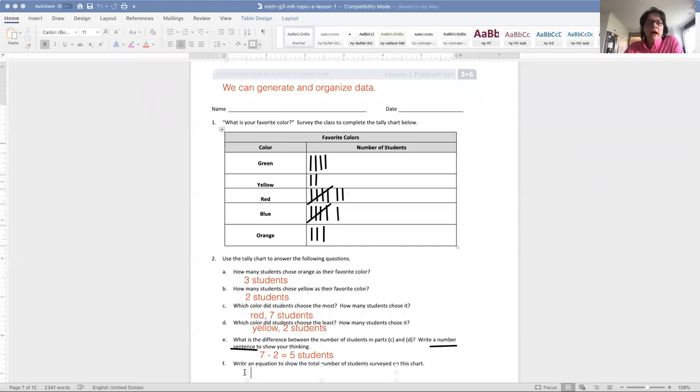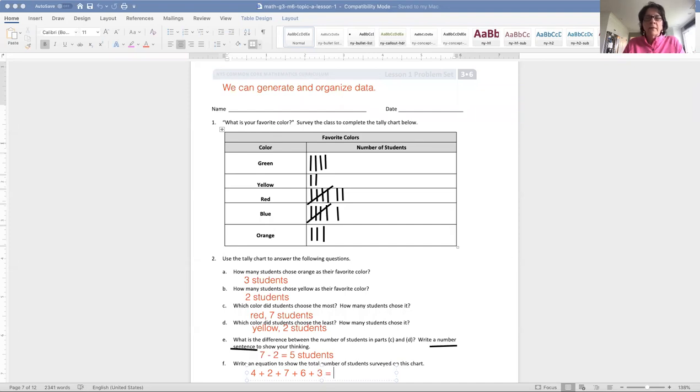All right. And finally, the last question, write an equation to show the total number of students surveyed on this chart. I could count them all, but it does want me to write a number sentence again or an equation. So I'm going to go back up to the top and I see 4 voted for green. I will add to that 2 for yellow, 7 for red, 6 for blue, and then finally 3 for orange.